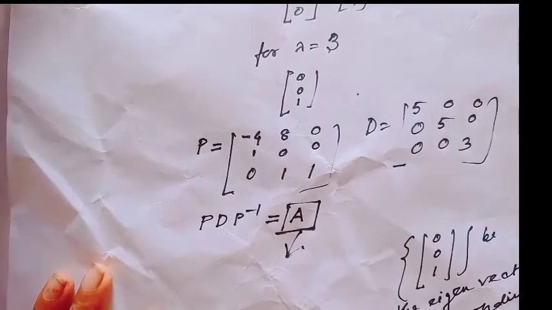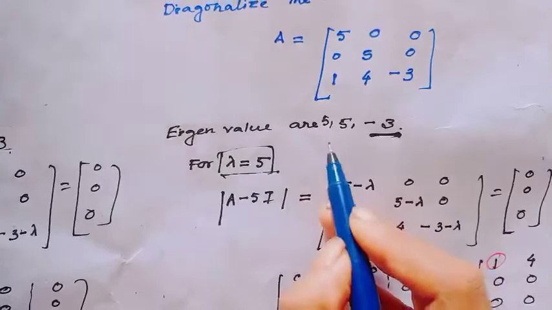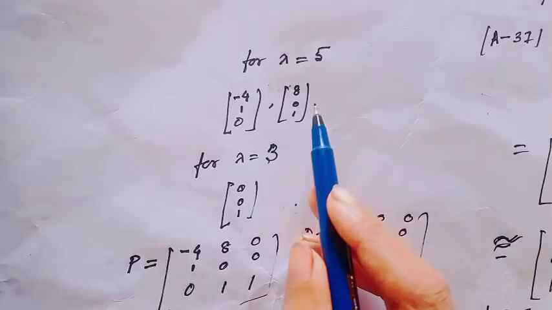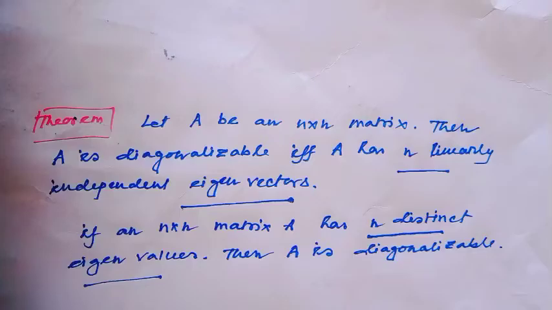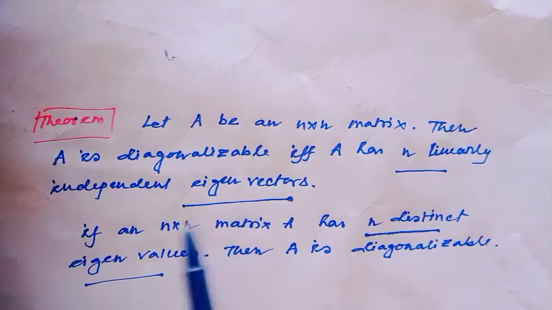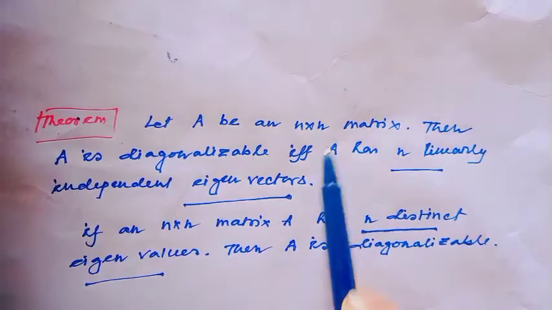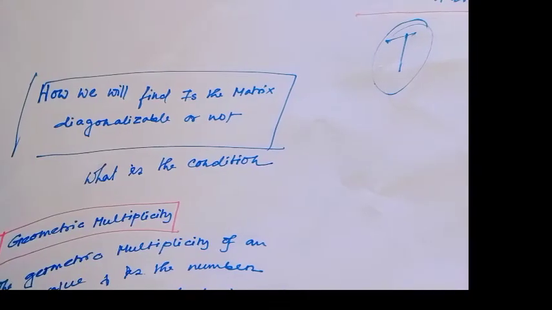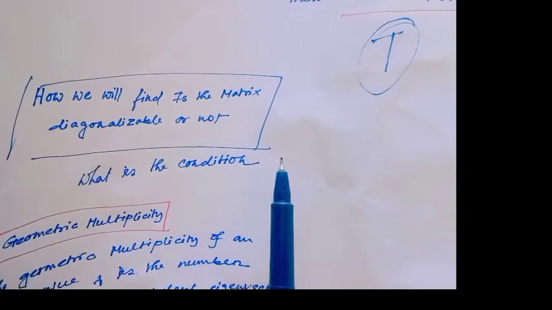Are you getting how we have to find it? Notice, the eigenvalues are not distinct, but there are three linearly independent eigenvectors. By this theorem, since A has n linearly independent eigenvectors, obviously the matrix A is diagonalizable. Now I will show how we can find whether a matrix is diagonalizable or not. What is the condition?